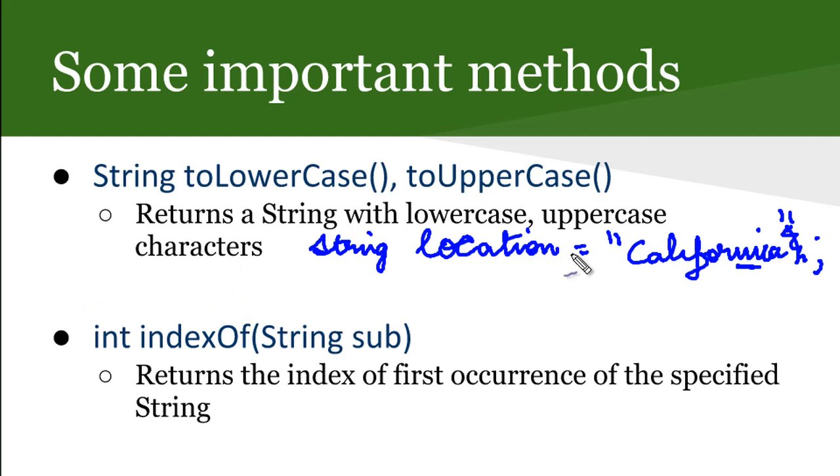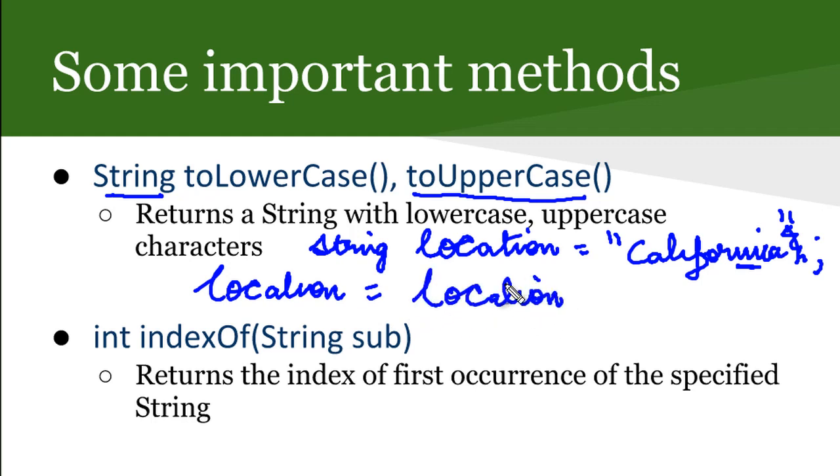Now what I want is, like the previous example in which I manually wrote everything in uppercase, I want my string to be converted into uppercase characters. So I'll use the toUpperCase function and it will give me a string. Now if I have to convert everything into uppercase, location now is equal to location dot toUpperCase.